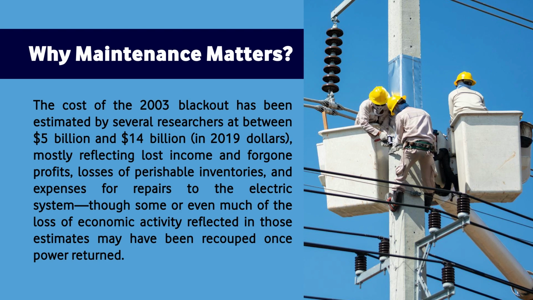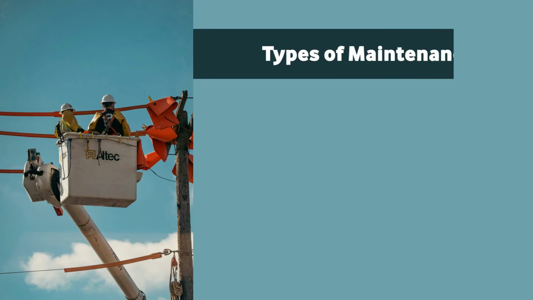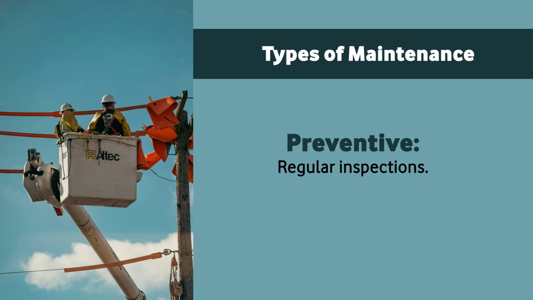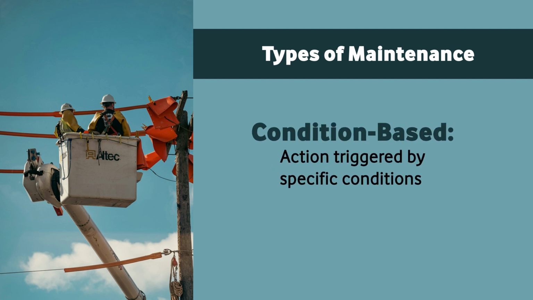Now, let us see the different types of maintenance. Maintenance strategies can be divided into four main types: first, preventive, then predictive, corrective and condition based. Each of these approaches has its unique purpose and methodology, and understanding them is the key to keeping the grid running smoothly. So, let us go through the categories of maintenance one by one.